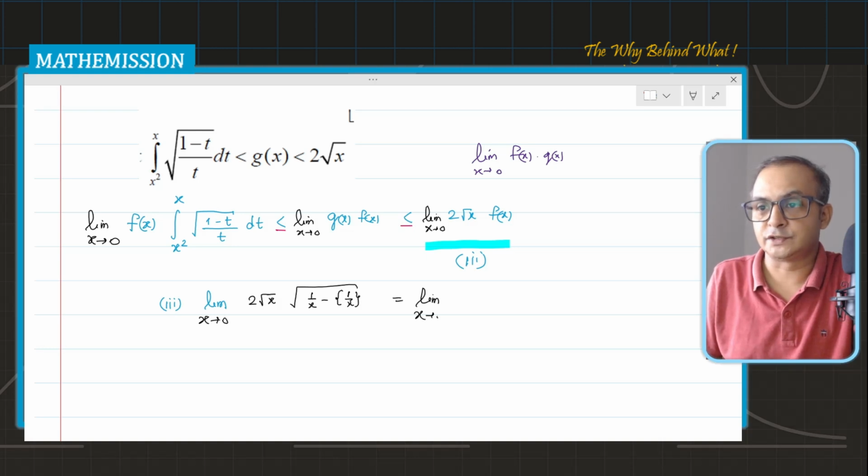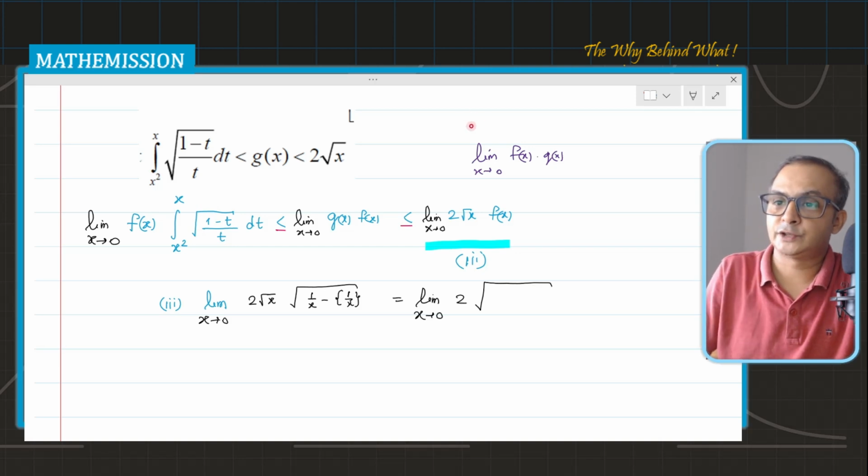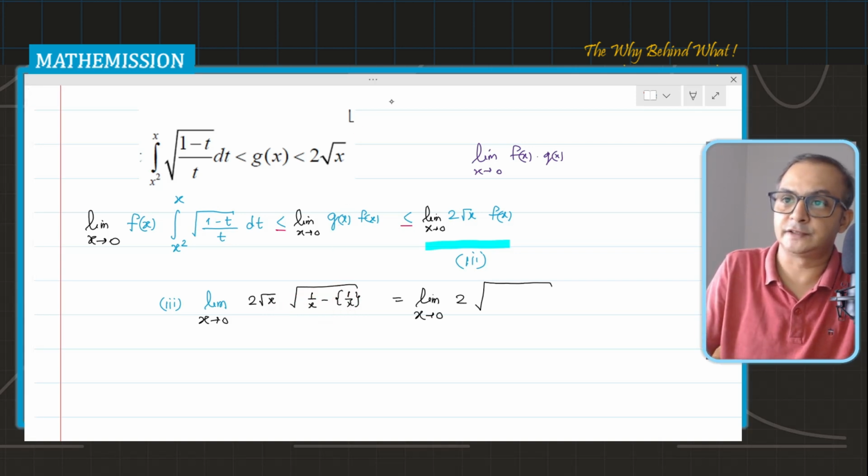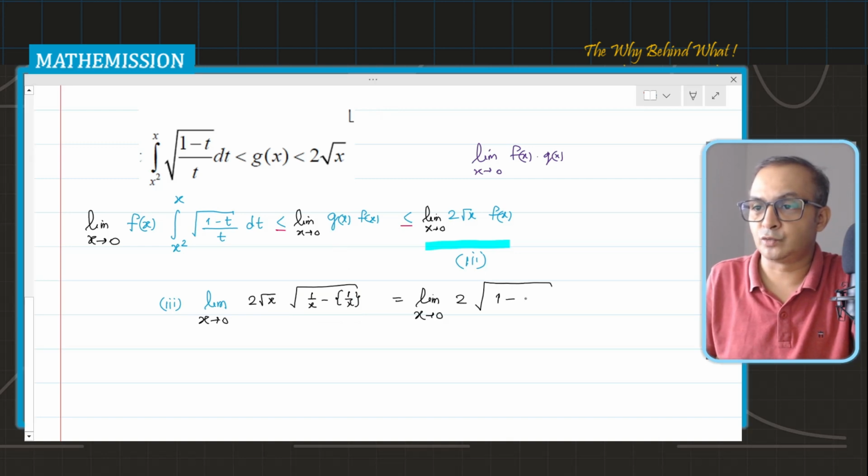Limit x approaches 0, and I have twice of. As soon as you insert this x in this root, this 1 by x will be cancelled by x, and this x will be multiplied to the fraction part of 1 by x there. So this will turn into 1 minus x into the fraction part of 1 by x.